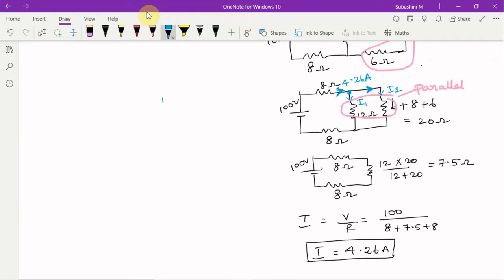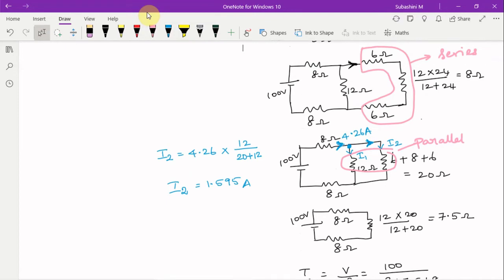So how can I calculate I2? I2 is equal to the total current, by applying the current divider rule, into the opposite value of resistance divided by the sum of resistances, that is 20 plus 12. So I get I2 equal to 1.595 amps.